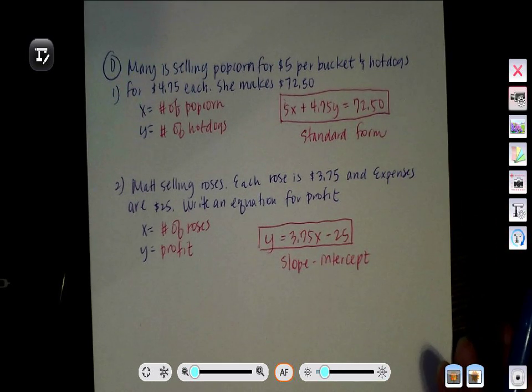For this word problem. So depending on what kind of word problem it is, it might be easier to write it sometimes in standard form, sometimes in slope-intercept form.